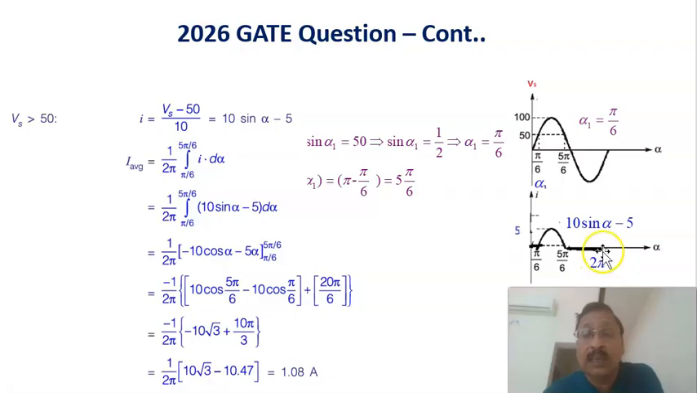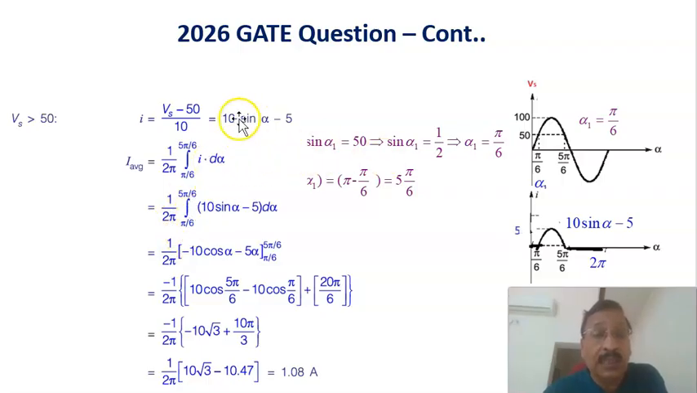That current is to be spread over this one time period, which is why it is equal to 1 by 2 pi. So, 1 by 2 pi integral from pi by 6 to 5 pi by 6 of I d alpha.